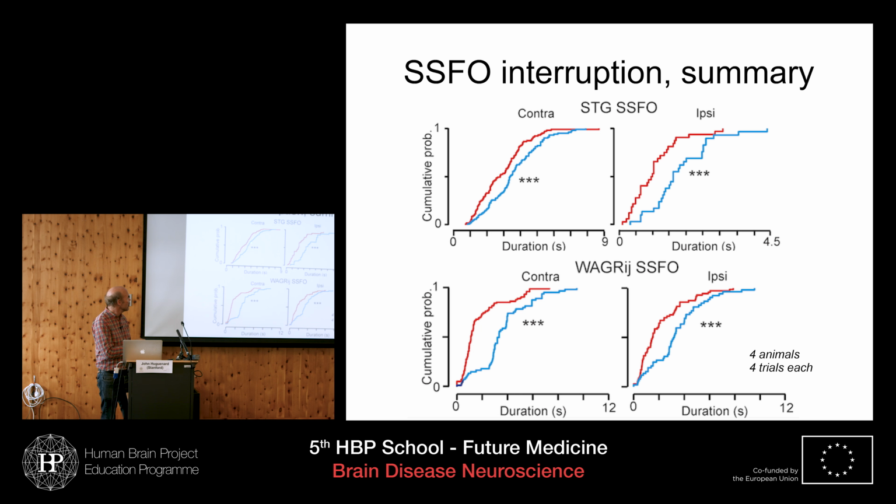The sham stimuli are shown in blue, and you can see this leftward shift on both the contralateral and the ipsilateral side. So briefer duration of seizures when they're interrupted by the SSFO in both the stargazer mouse and the Wag/Rij rats. So therapeutically, we're able to detect the seizures and shut them down in real time. It's a really exciting possibility for future therapies.